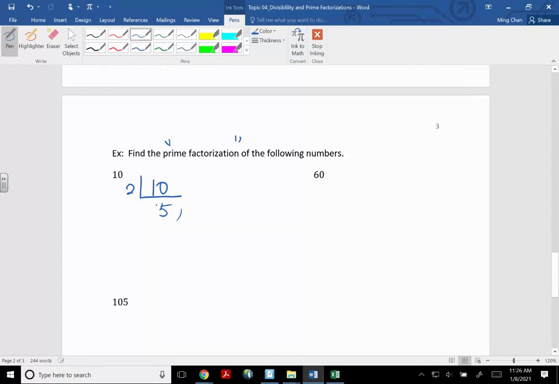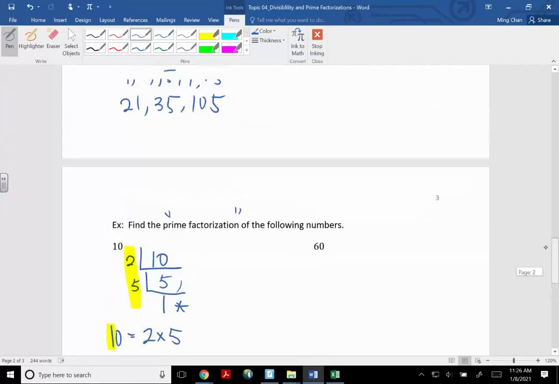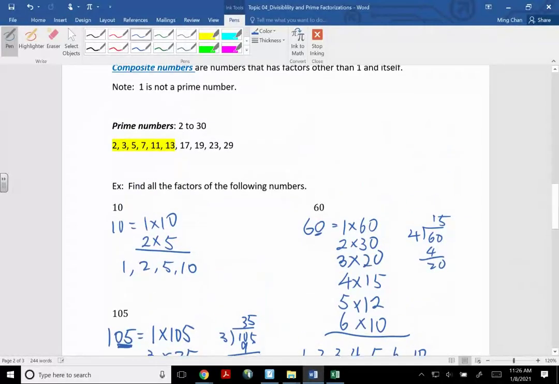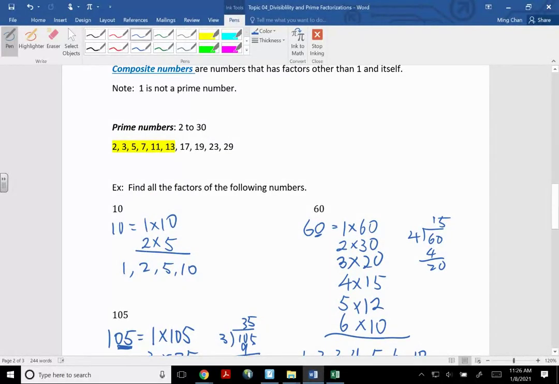So let's look at this 5. 5 is a prime number. Only 5 can go into 5 one time. When the bottom is 1, that's how you know this problem ends. So the prime numbers that make up 10 are right here on the side. 10 is made out of the prime numbers 2 and 5. Those are the only two prime numbers. So y'all see the difference between using prime factorization versus finding all the factors of a number.